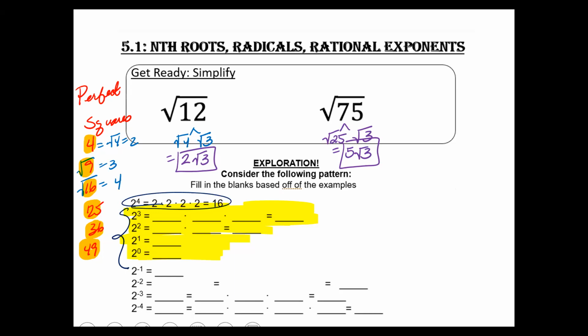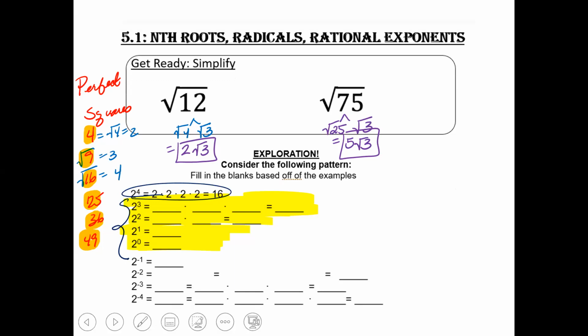All right, so you should be completed with this. And what you should have here is 2 times 2 times 2, 3 times, which is 8, 2 times 2, which is 4, just 2. And then anything to the 0 power is not 0, it's just 1. And then we're going to take a look at the bottom of this.